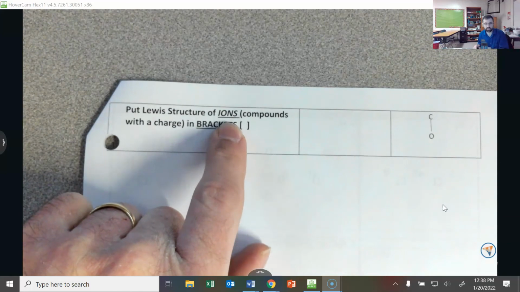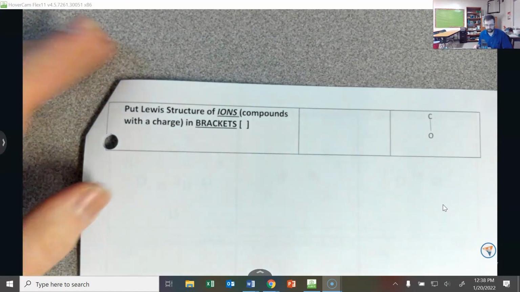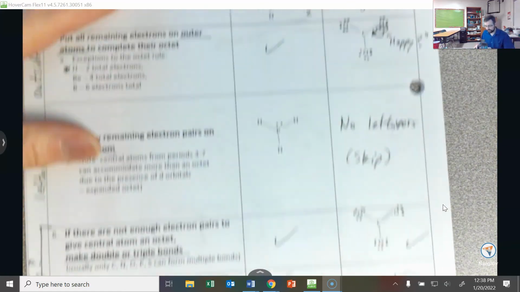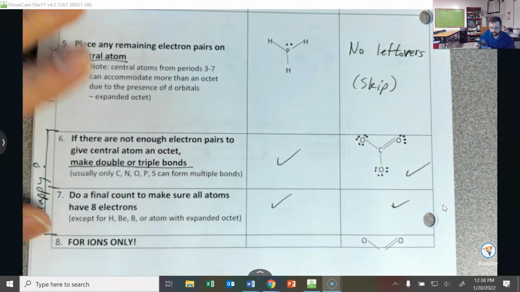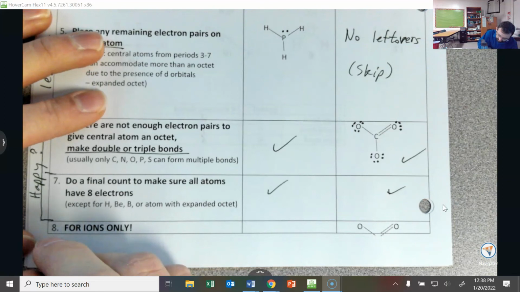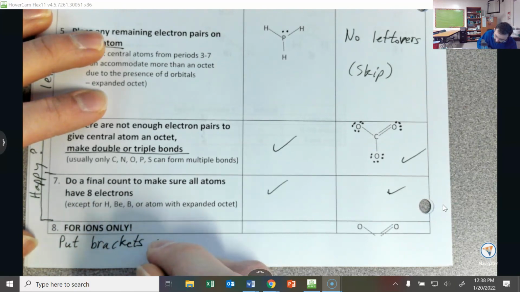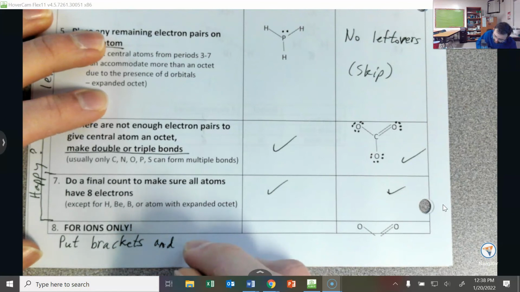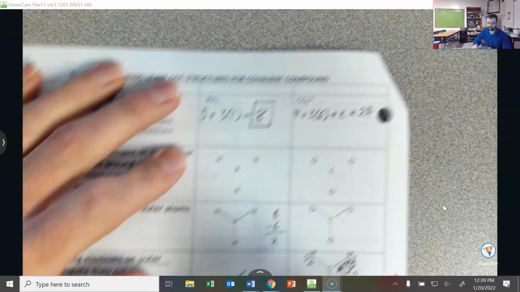And for ions only, and it says this on the next page, we're going to put the Lewis structure in brackets and put a charge. This got copied over on 2 pages when it was supposed to be just 1. So let's just say we're going to put brackets and the charge. So let's complete this structure, the very last step, and this is only because it's an ion, because we had a -2 charge at the beginning.